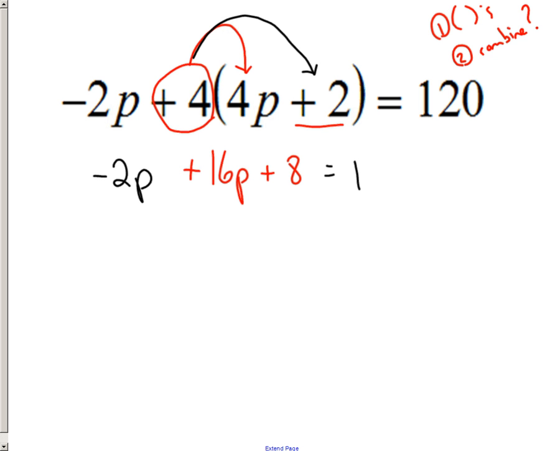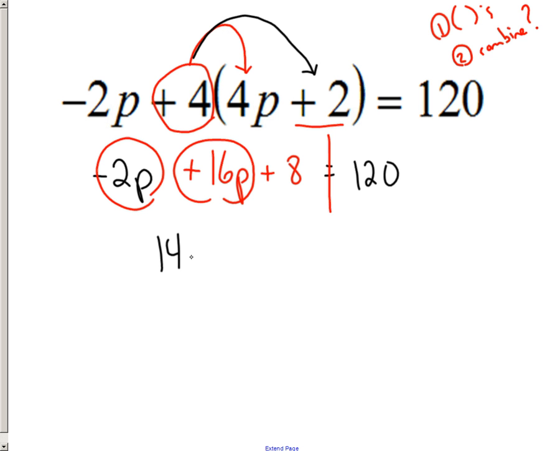Everything else drops straight down. Now we need to combine like terms. So right here's like a wall border on this left side. Are there any terms that can be combined with negative 2p? Yeah, right here. Negative 2 plus 16 is 14. Since we both have p's, let's just put the p right there. And then I can pull down the plus 8 equals 120. And there's nothing I can combine this 8 with. It doesn't have a p, so I can't combine it with this. Now it's a two-step equation.